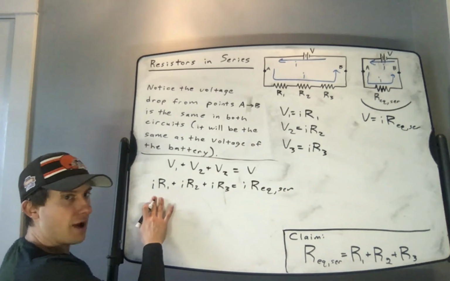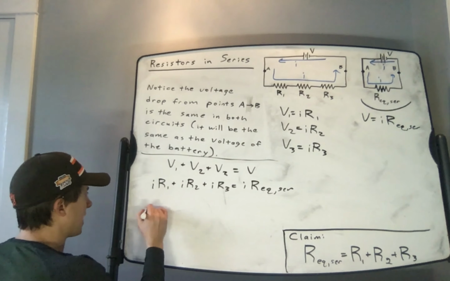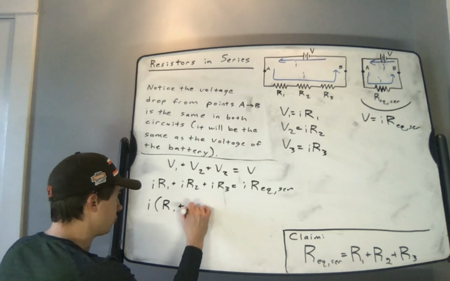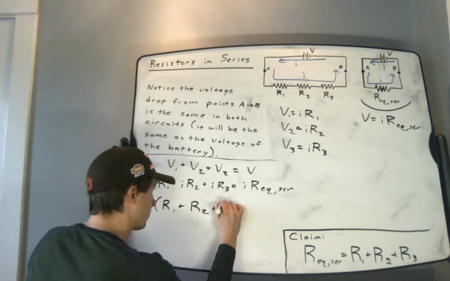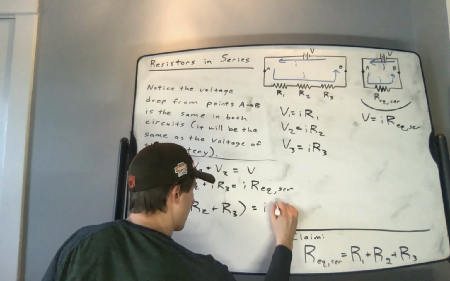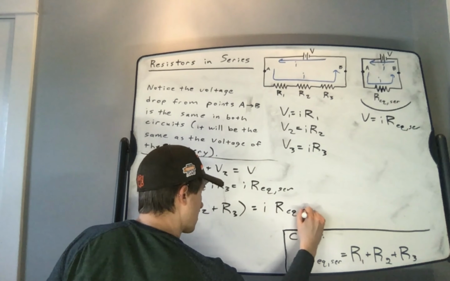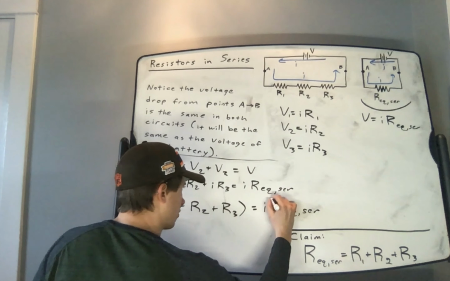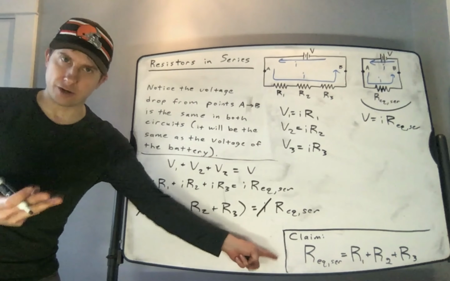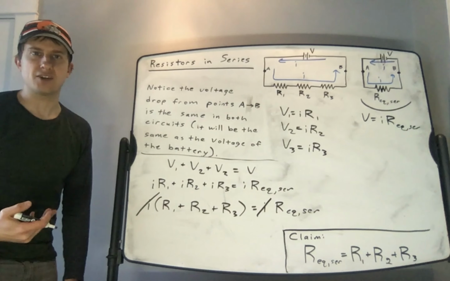And then I could factor out the current on the left-hand side and write this as I times (R1 plus R2 plus R3). On the right-hand side, I'll still have I times R equivalent. And then when I cross out the current on both sides, I am left with the claim that we originally made for resistors in series.